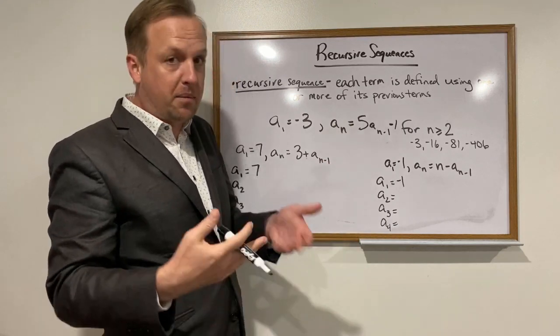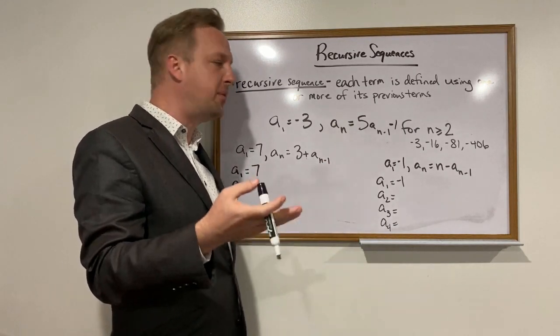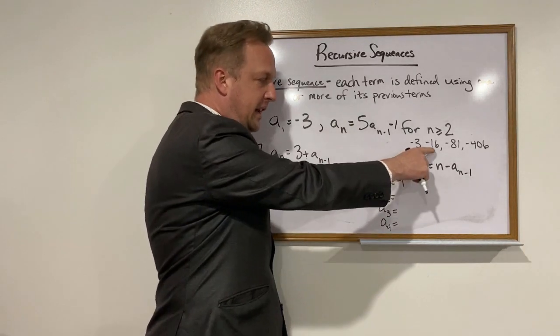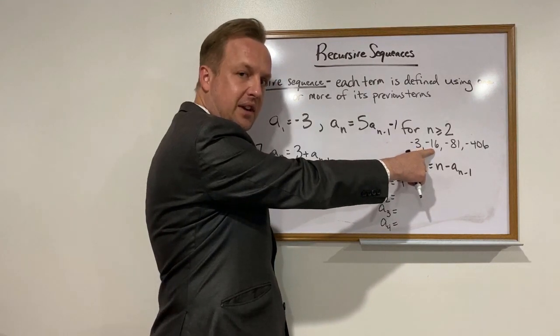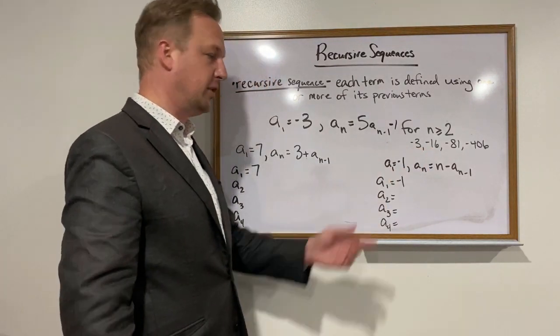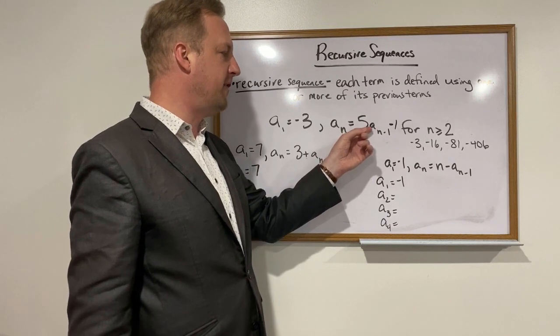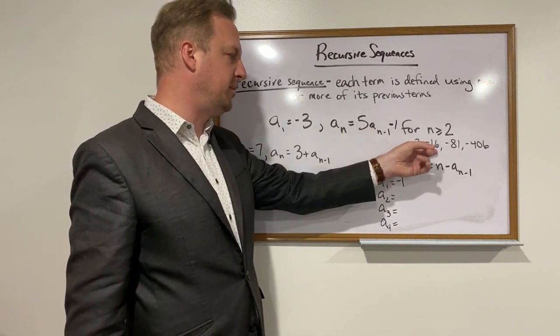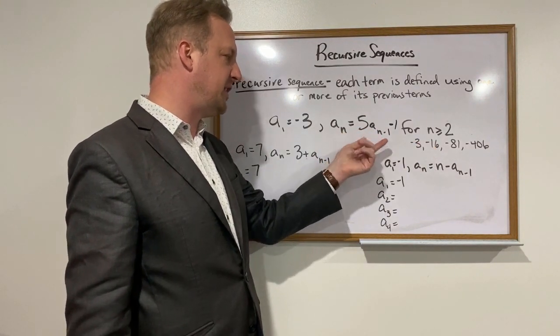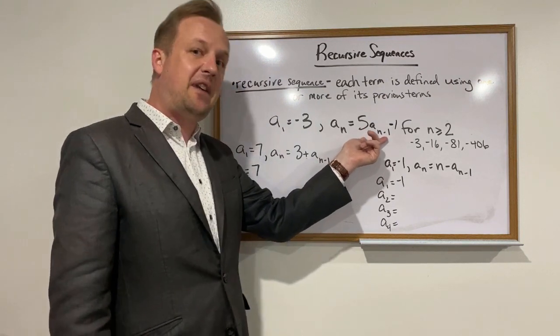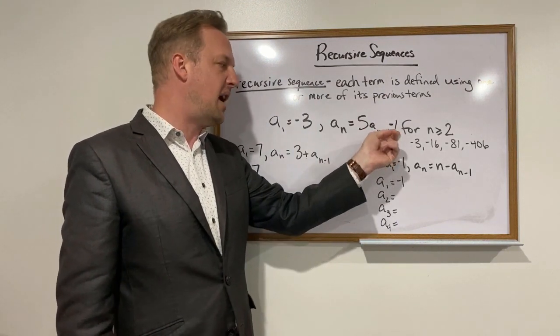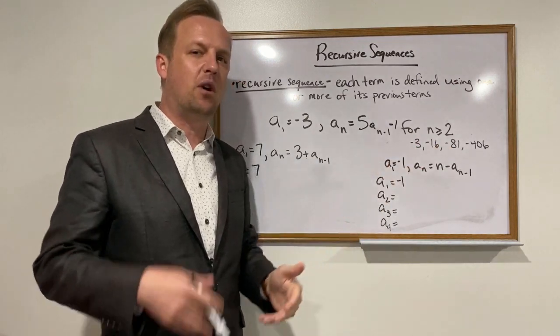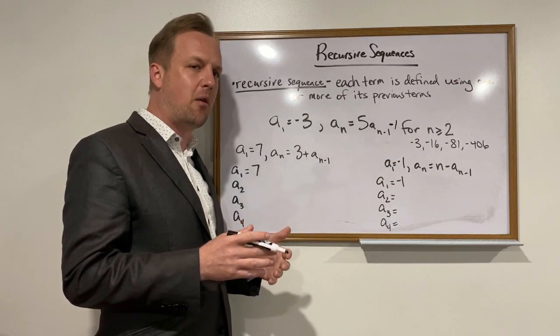So now let's think what we would do with the next one. All right, well, what's a sub 3 going to be? Well, that means we need to know what the value of a sub 2 is, which we do. So 5 times a sub 2, which is negative 16, is going to give us negative 80, minus 1 gives us negative 81. So hopefully this gives you the rhythm of how it works.